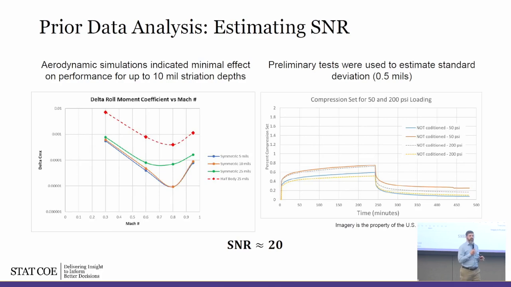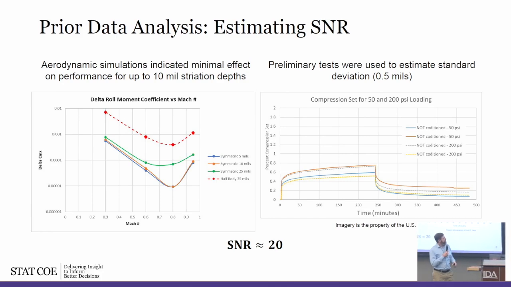They did have some prior information about the system. They had simulations for how big of a striation would be a problem. And they were pretty confident that any striation that was less than 10 mils, or 10 thousandths of an inch, would not really be a problem for the program. But as soon as it got to 10, anything that large or larger, we would need to detect.